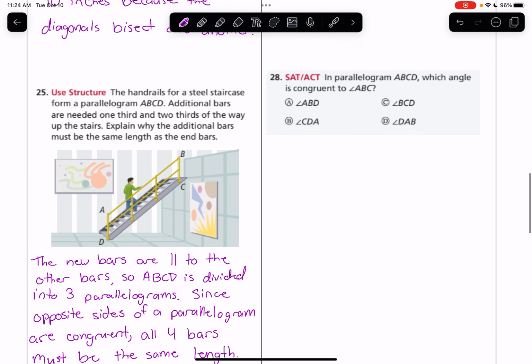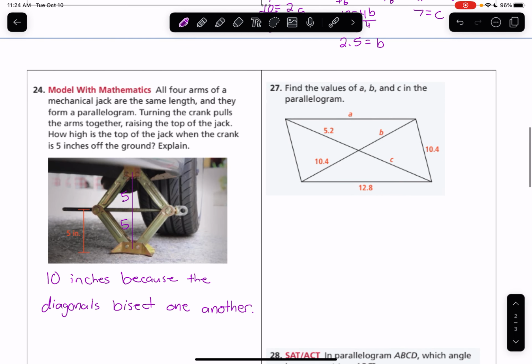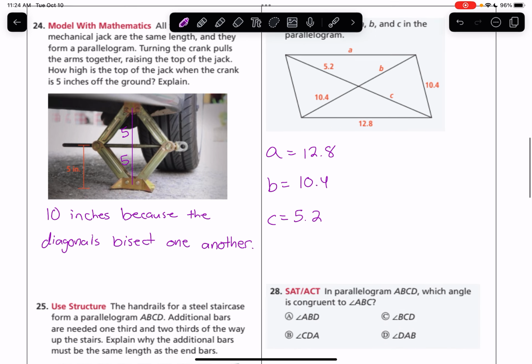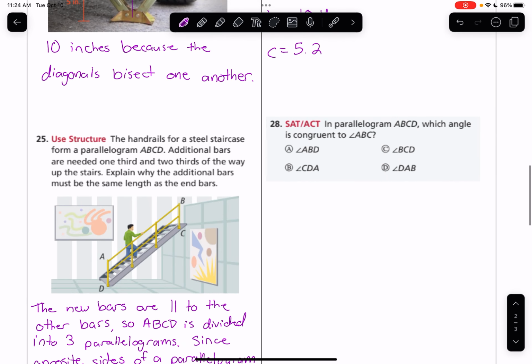All right, keep going. This one's easy. Find the values of A, B, and C in the parallelogram. We know that diagonals bisect each other and opposite sides are congruent. So we know that A equals 12.8, B equals 10.4, and C equals 5.2. You almost don't have to do anything in that problem. And 28, in parallelogram ABCD, which angle is congruent to angle ABC?